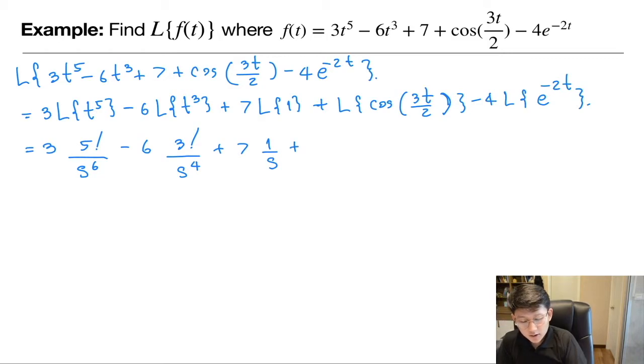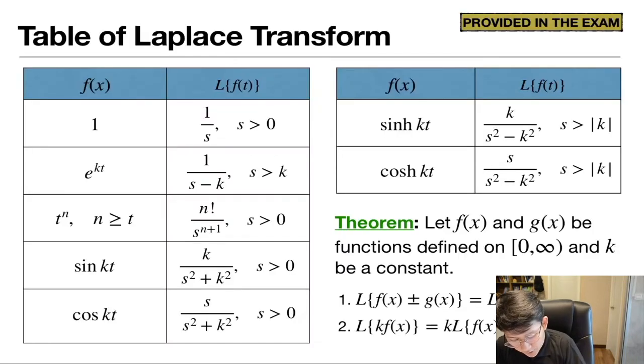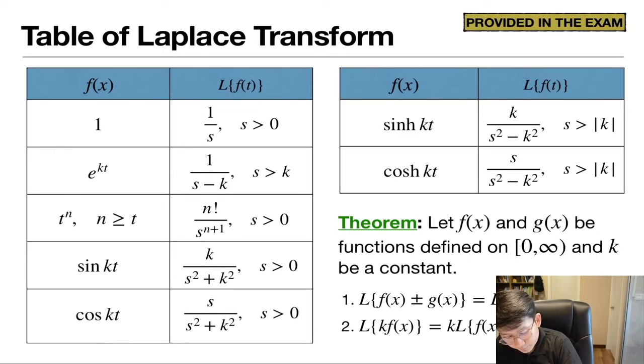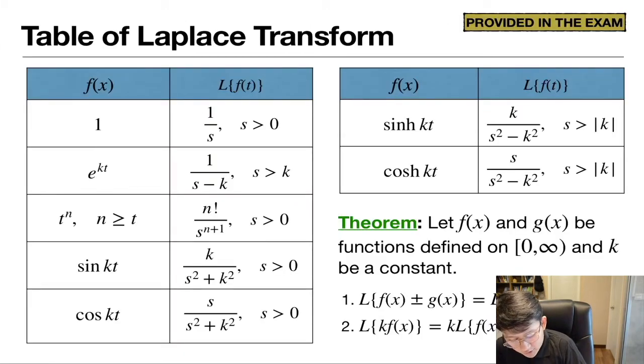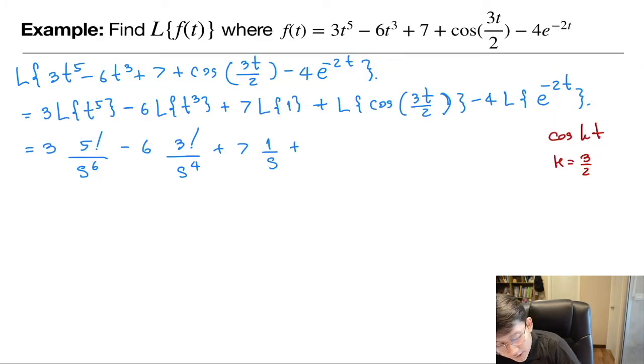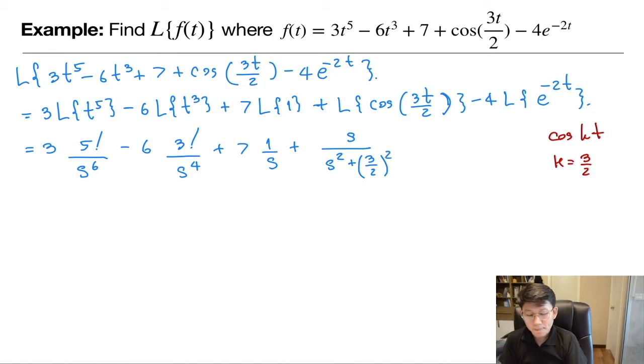Plus the Laplace transform of cos 3t over 2. So here we need to use this formula, right? We compare it with cos kt. So our k now is actually 3 over 2. The Laplace transform of cos kt is s divided by s squared plus k squared. So what we have here is s divided by s squared plus 3 over 2 squared. Make sense?